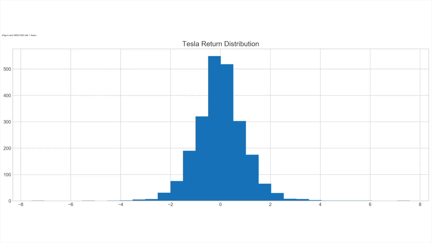This visualization is crucial for understanding the volatility and risk associated with Tesla's stock returns, as it highlights the likelihood of various return levels. Overall, the code and its output provide valuable insights into the behavior of Tesla's stock returns, essential for any exploratory data analysis in stock forecasting.